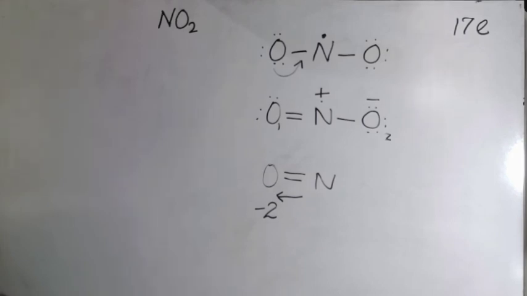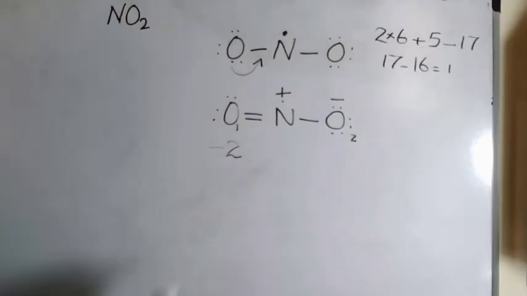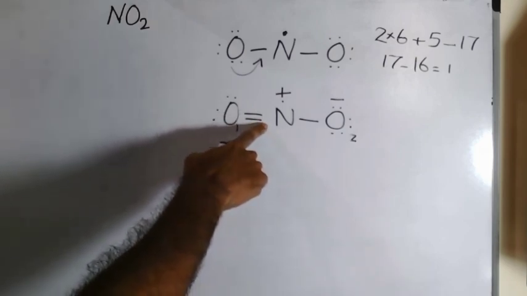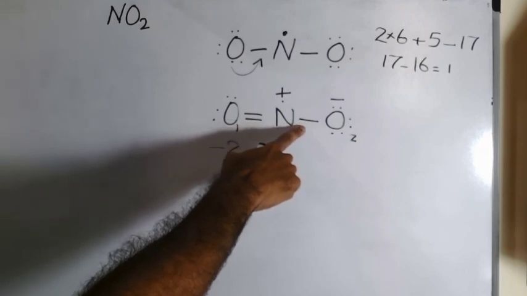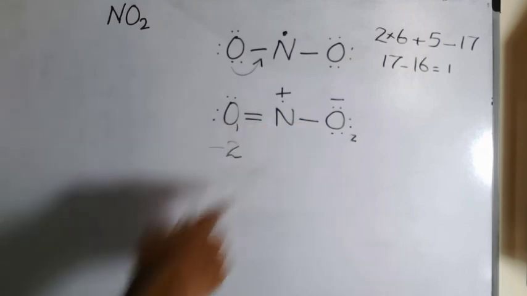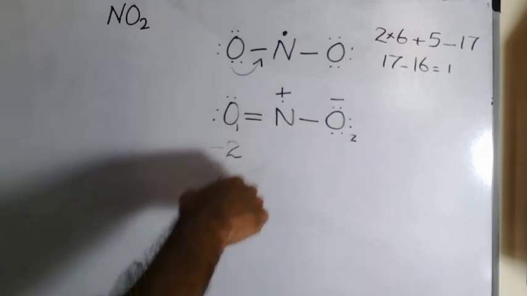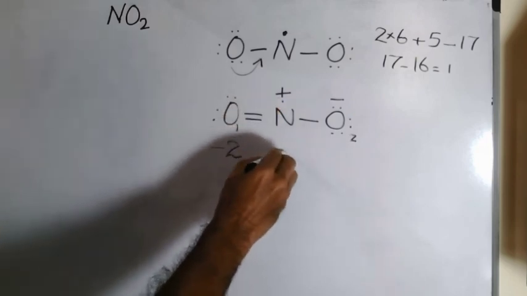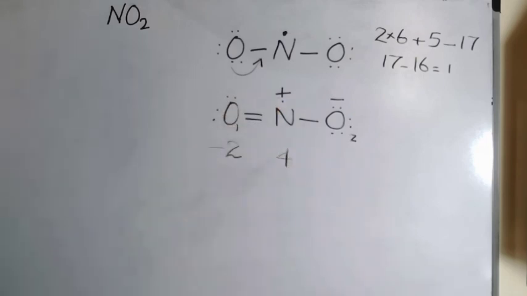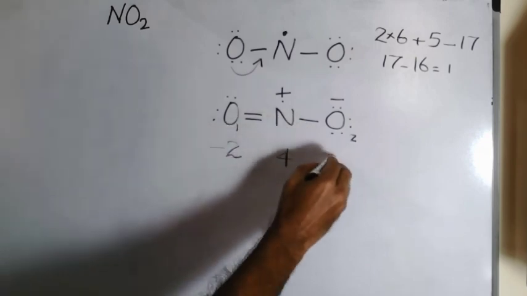When we consider this nitrogen, it loses 2 electrons from here and 1 electron from here, then 2 plus 1 is 3, and with this positive charge it is 4. When you come to this one, again minus 2.